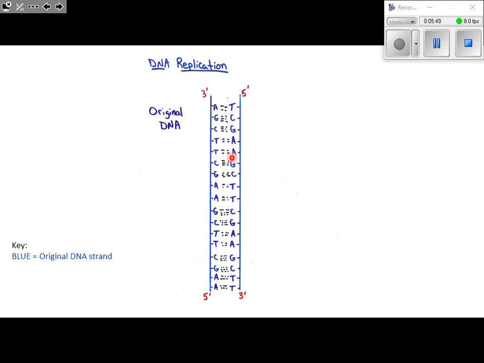And notice both sides of the DNA, each strand of DNA has a 3' end and a 5' end. 3', 5'. So those always point in opposite directions, as we've talked about before.